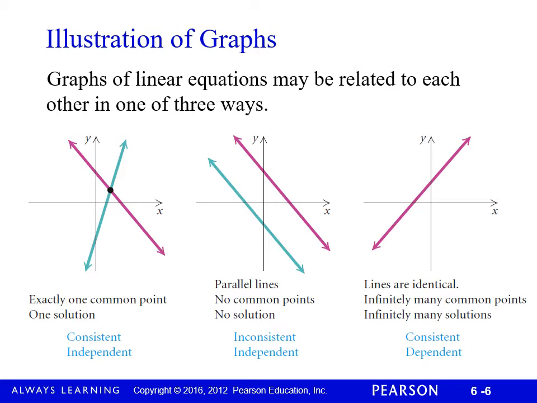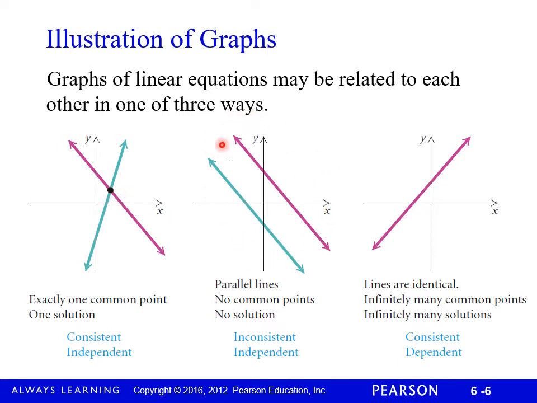In this first example, we can see that there is one common point or intersection where they cross. There is one solution. This therefore is a consistent system. And they are independent because they are two different lines. Two different lines, and they're consistent because they have a solution.